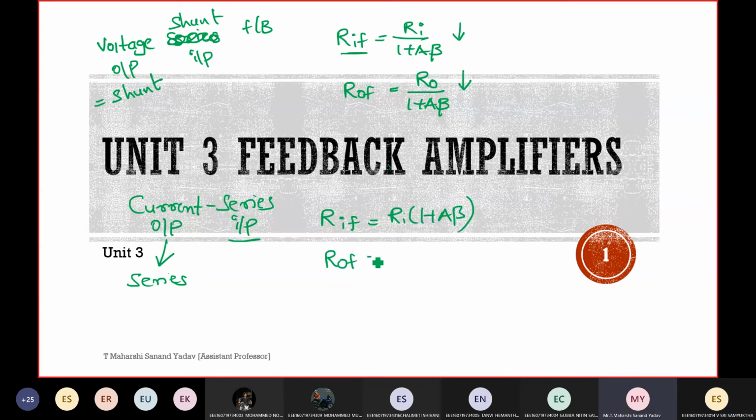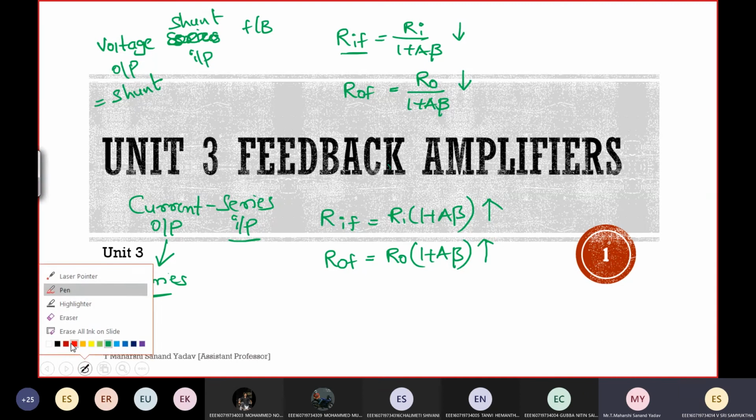Tell me for output. Output side series. Ro into (1 plus A beta). Okay, so what is happening to input? It is increasing. Output, increasing. So we are done with voltage series, voltage shunt, current series.